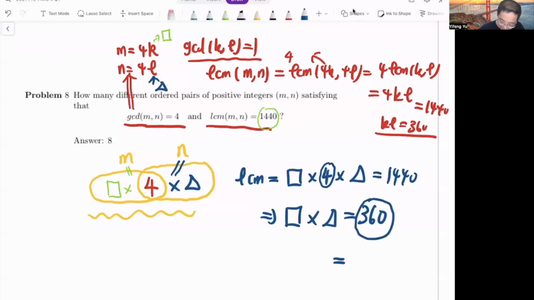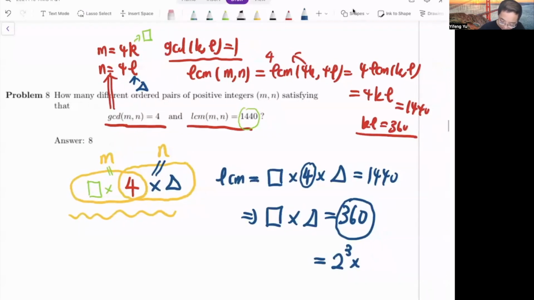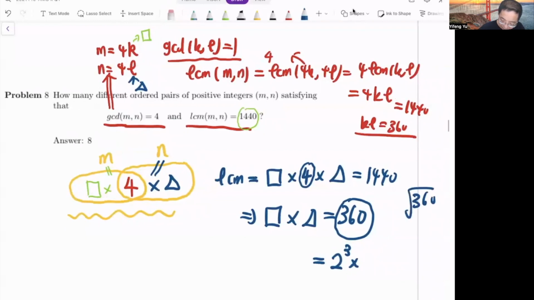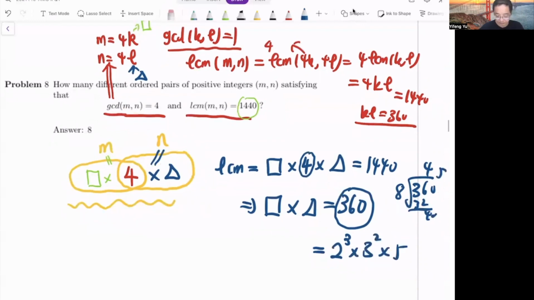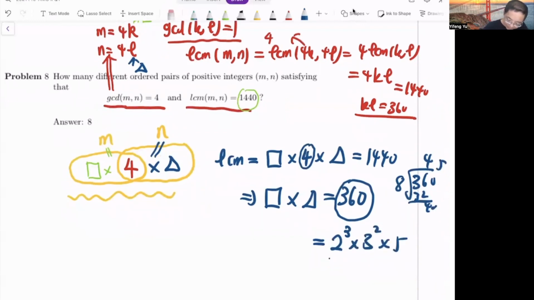This one equals 8 times 3. So let's see this: 360 divided by 8 is 45, so 3 squared times 5. All right, now let's see. Here we have three parts. They correspond to different prime numbers.